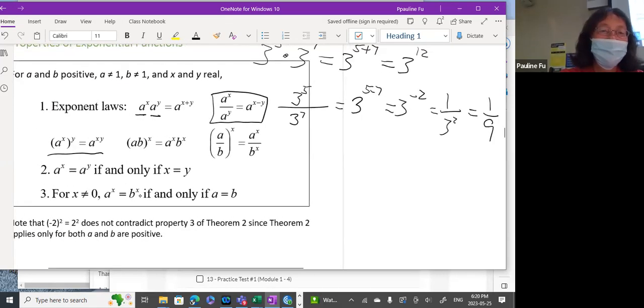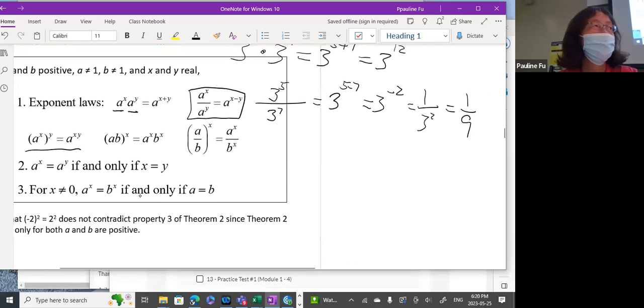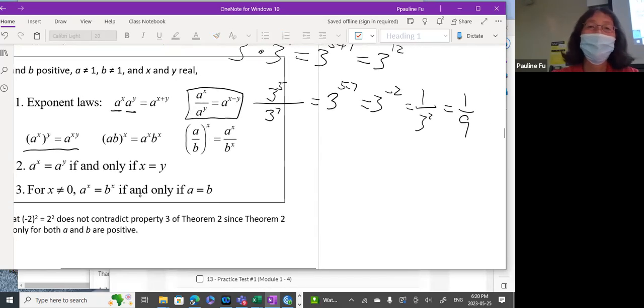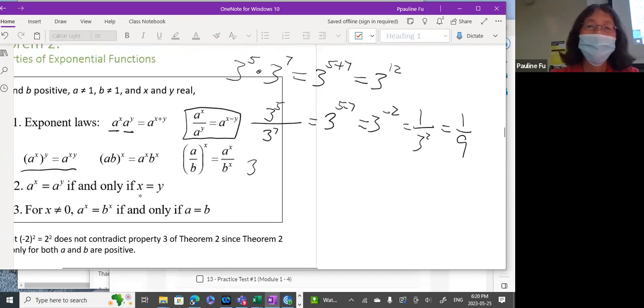And this one here, a raised to power x, bracket, raised to power y. For example, 3 raised to power 5, bracket, raised to power 7. It is 3 raised to power 5 times 7, which is 3 raised to power 35.